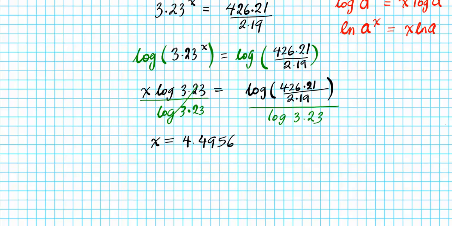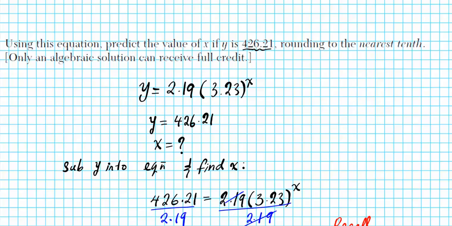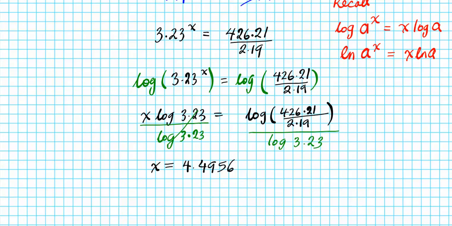4.4956. Okay, so in the question we were asked to round it to the nearest tenth or just one decimal place. So since the number behind the first decimal place is 5 or greater, we're just going to round up. So our final answer will be x equals 4.5 to the nearest tenth or first decimal place. Okay, so that's basically how you can use your exponential regression models to carry out predictions.